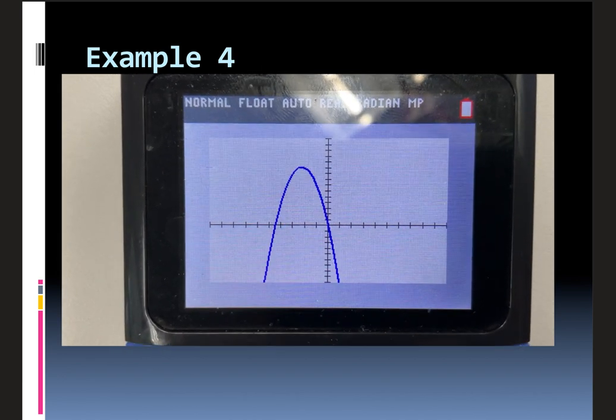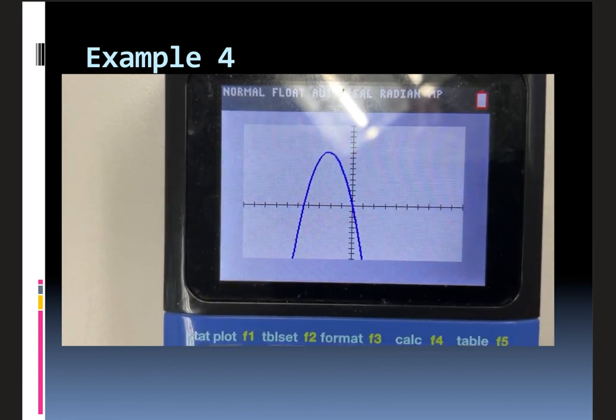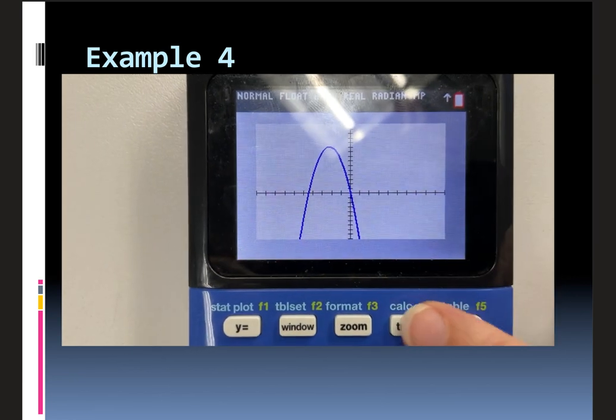Now, do you remember that menu that we used for zeros, right? We did it last week. We're going to use that for max and min. It's second trace.